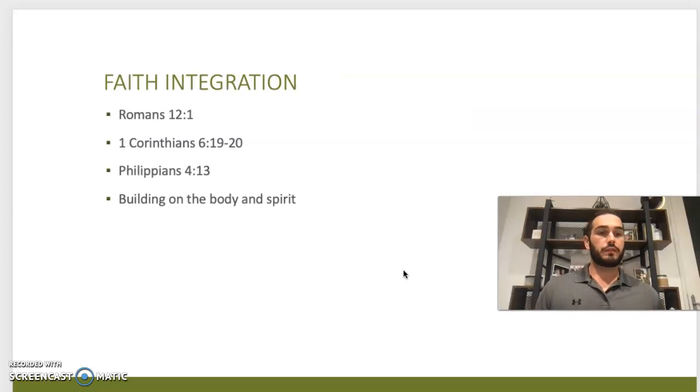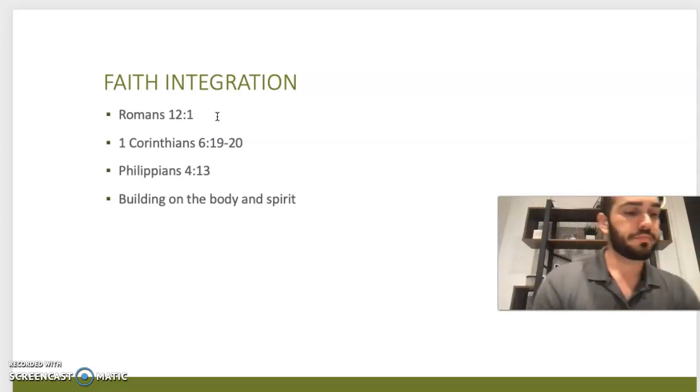Okay, so for my faith integration, I chose these 3 quotes. For Romans 12, verse 1, it says, "Therefore I urge you, brothers and sisters, in view of God's mercy, to offer your bodies as a living sacrifice, holy and pleasing to God. This is true and proper worship."